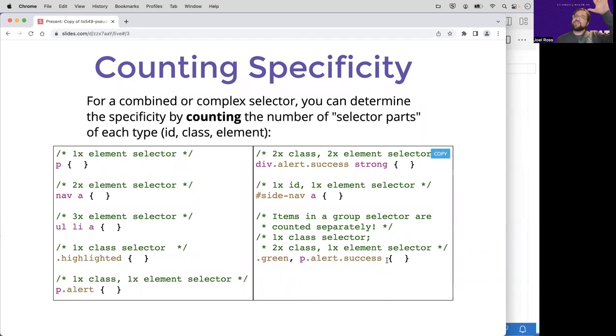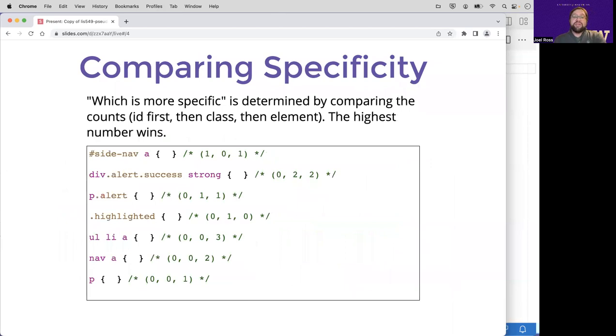All right, once you finish counting out the specificity, we then can order them based on those counts. And generally, we determine which is more specific by comparing the counts. So first, we consider IDs, because IDs are considered more specific than classes, because IDs always refer to one exact specific element. You can't get more specific than that. Then we count the number of classes, then we count the number of elements.